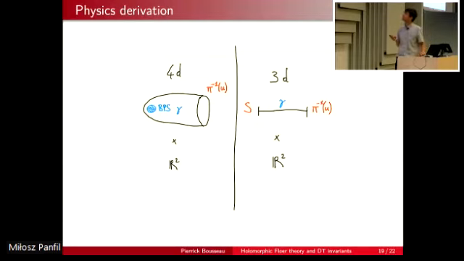Yeah, so the naive physical derivation is to, again, consider this geometry, R^2 cross a cigar. And on one end of the cigar, I have the vacuum to be U.